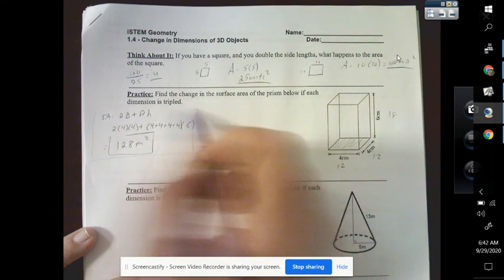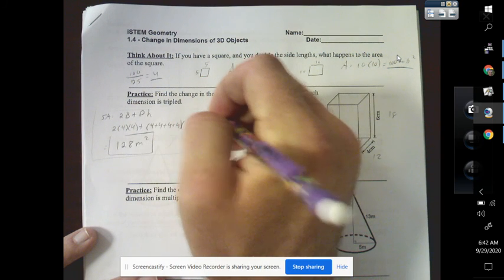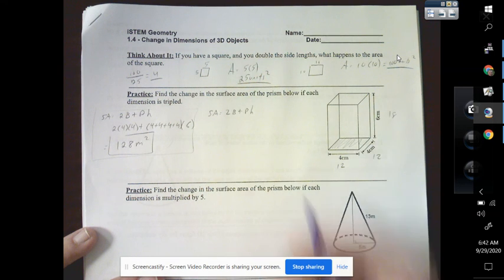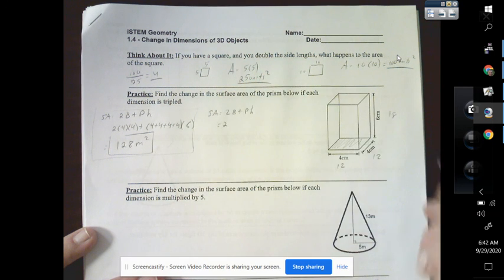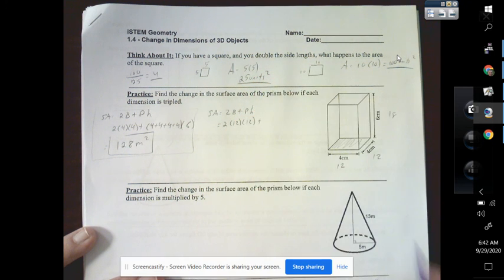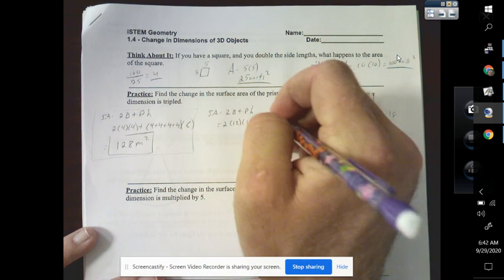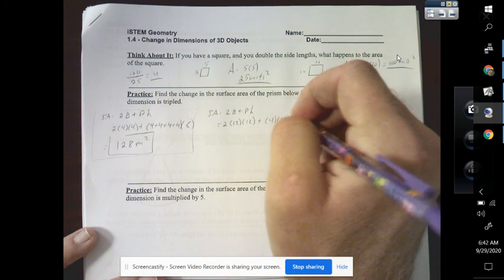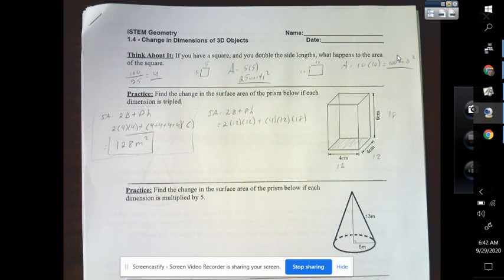This is my first one. I'm going to run surface area. Same idea. You've got 2 times my area of my base, which is now 12 times 12. The perimeter is going to be 4 times 12, because there's 4 sides, they're all 12. And my height is 18. So I'm going to show you guys this one on the calculator.